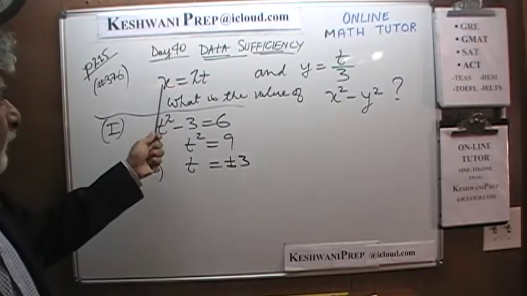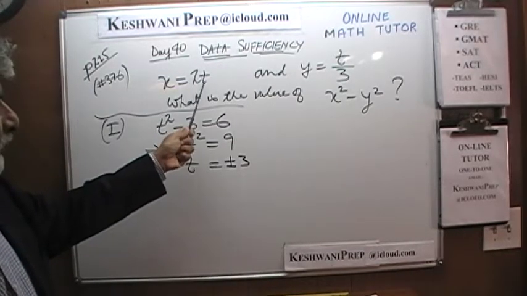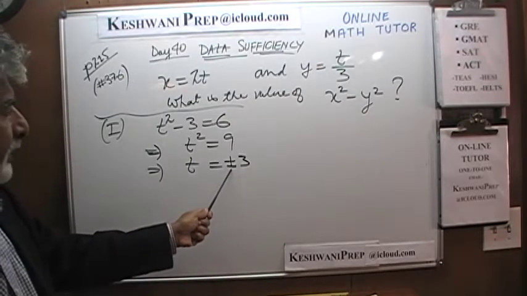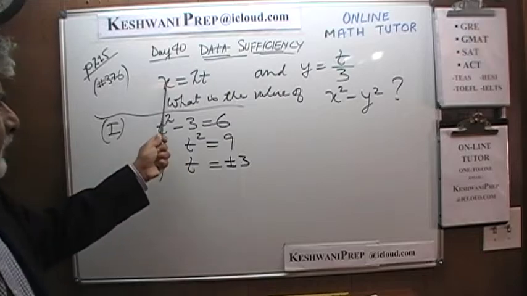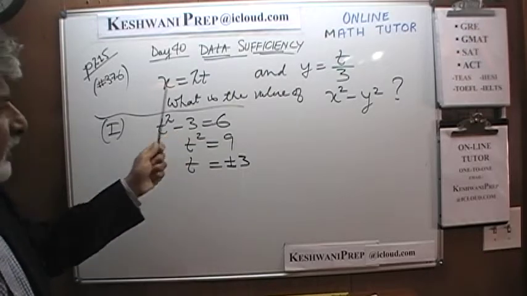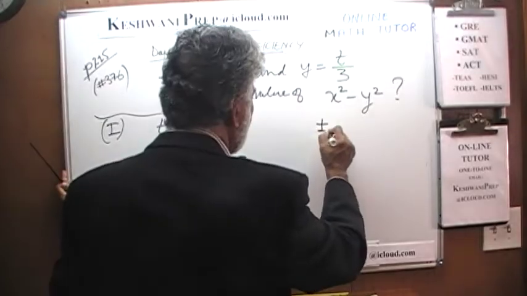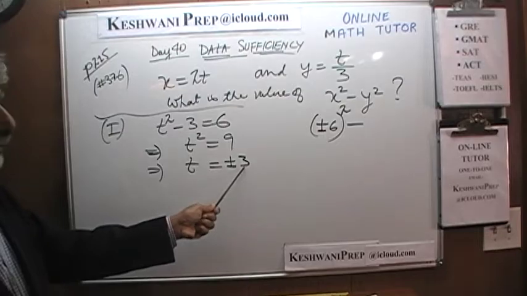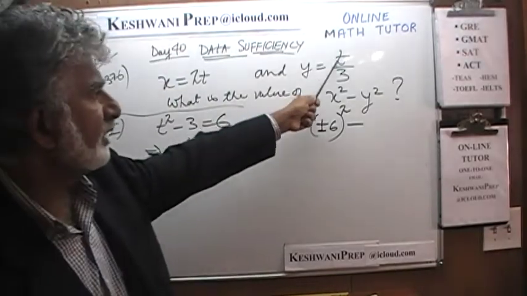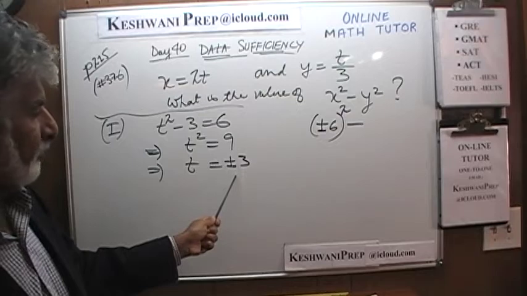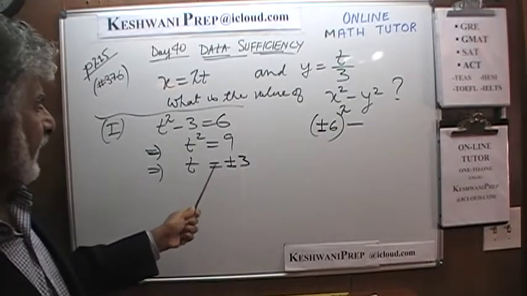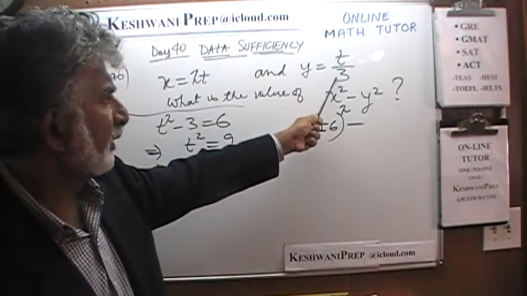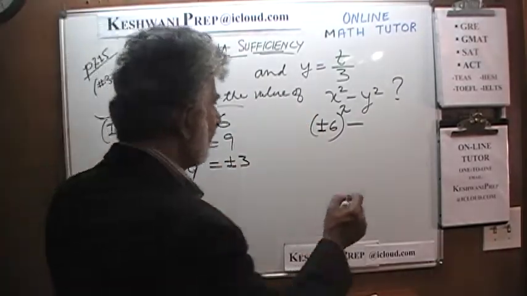The answer is yes, because we know x is 2 times t, and t is either positive 3 or negative 3. All we have to understand is that x is 2 times t, which means x is going to be positive or negative 6, because it's 2 times this amount. Similarly, we know y is t over 3. If t happens to be positive 3, y is going to be positive 1. If t happens to be negative 3, we're going to have negative 3 over 3, so y is going to be negative 1. It's going to be positive 1 or negative 1.